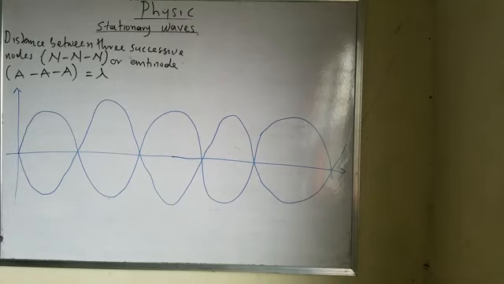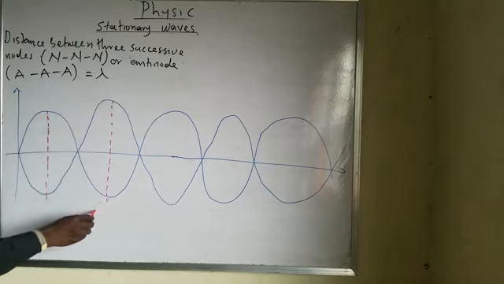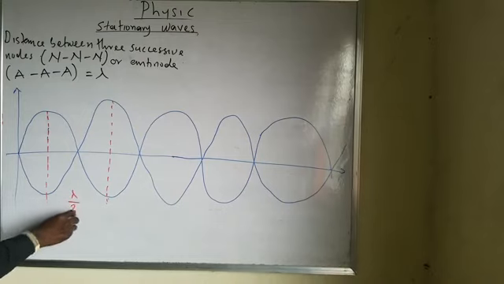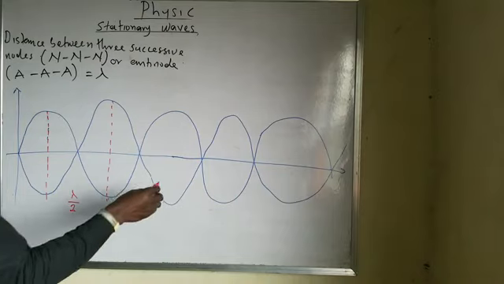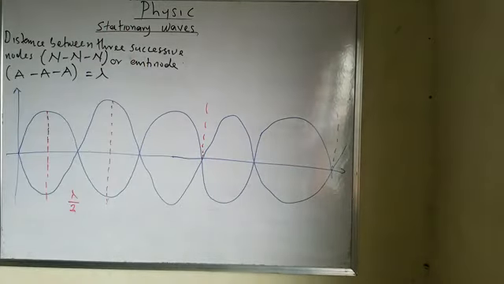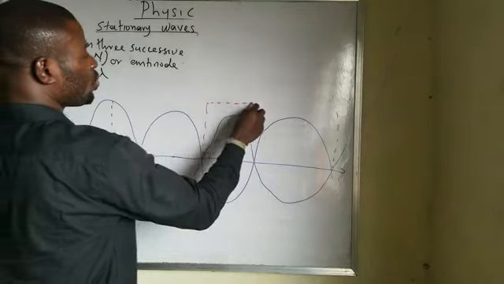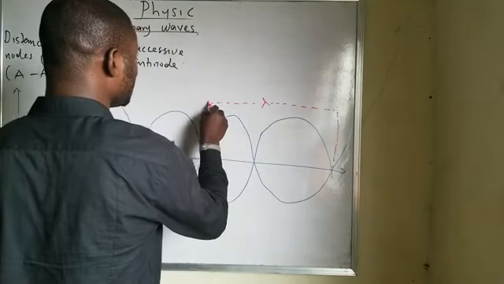Now, what I'm trying to say here is that from here, let me use my red marker to illustrate this. From here to here, we call it lambda divided by 2. That's what I was explaining the other time. From here to here, how many nodes are we talking about? We are talking about 3 nodes. It means when we're talking about 3 nodes, it becomes one wavelength. That's what I was explaining the other time.